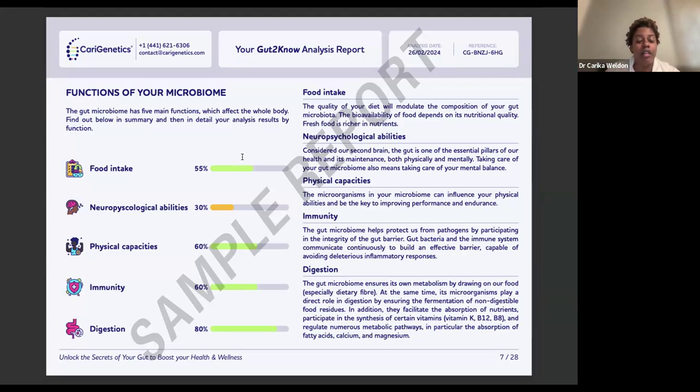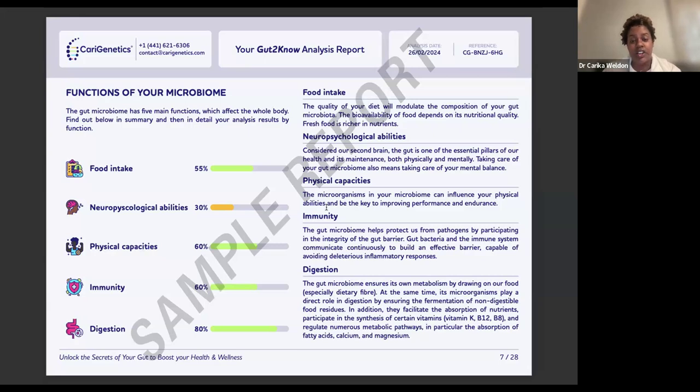You have neuropsychological abilities. And again, this is one of the parts of gut health that I find really captivating, because it's not an intuitive thought that many people have, that our second brain is actually our gut. There is a really clear, proven connection between the gut and the brain. And the gut is one of the essential pillars of our health and its maintenance, both physically and mentally. Taking care of your gut microbiome also means taking care of your mental balance. As you can see, for this particular sample report, this is not so great and it needs to be improved.